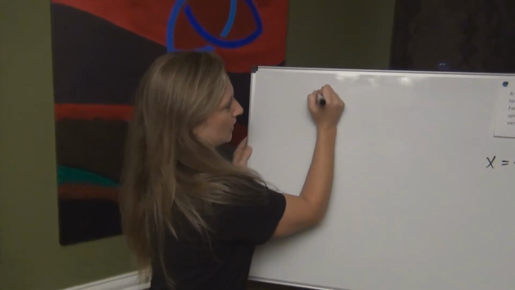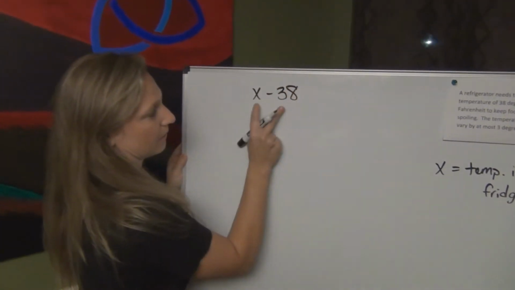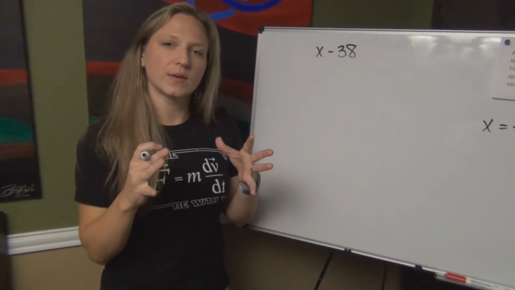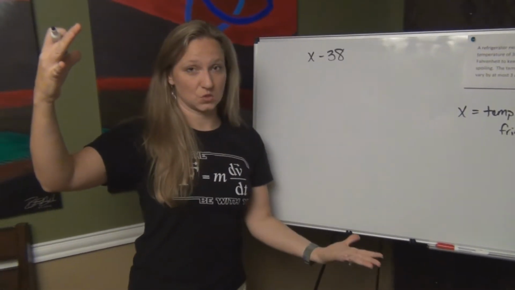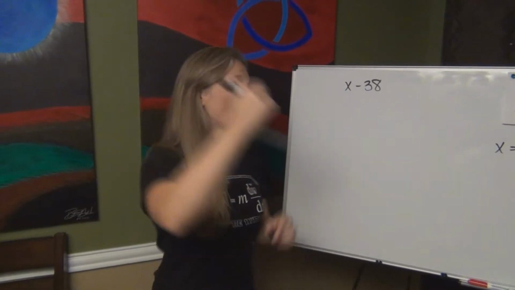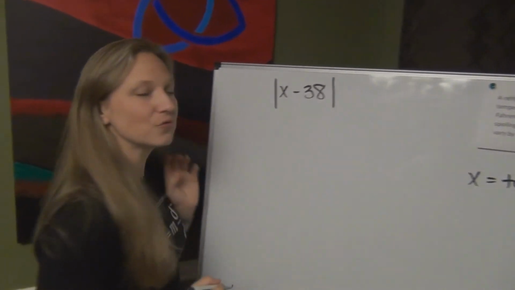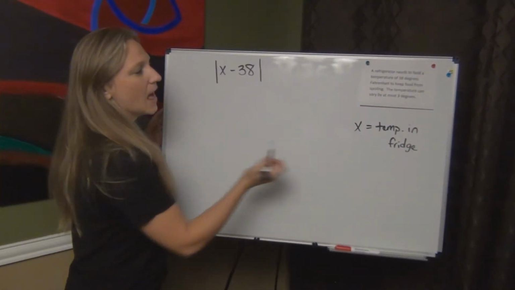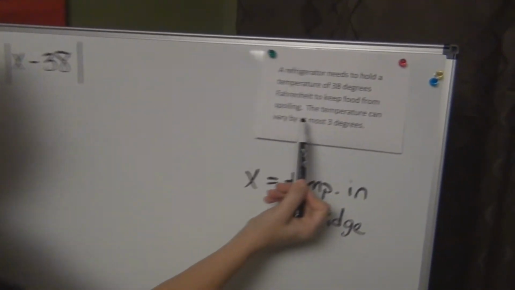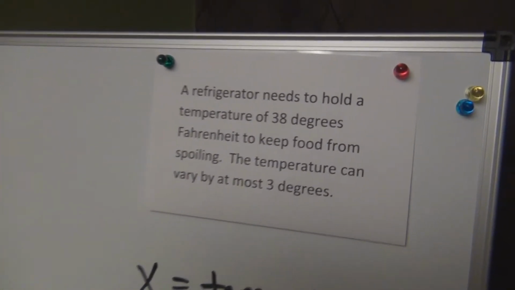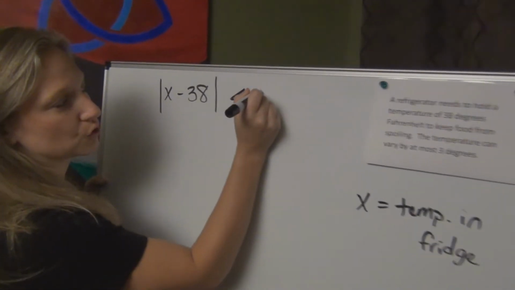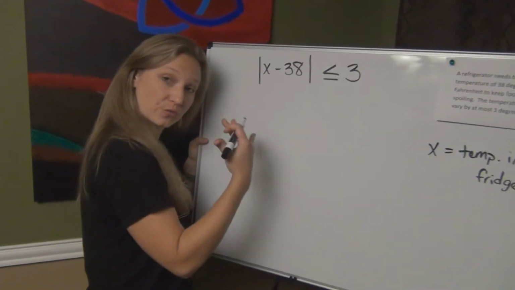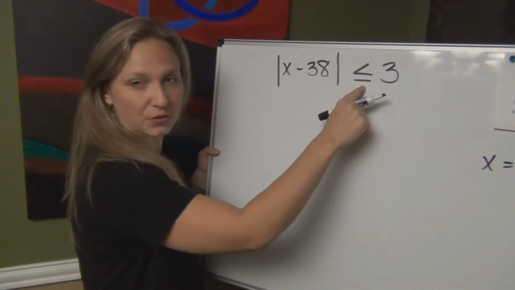So whatever our temperature is, if we subtract 38, that will tell us how much it's varying by. But keep in mind, we don't care if it's plus 3 or minus 3. We don't care if it's 3 degrees above or 3 degrees below. That's why we take the absolute value of it, because whether it's going up or down, it doesn't matter in this case. Now we notice that it wants to vary by at most 3 degrees. So really we want it to be less than or equal to 3 degrees because it can be under 3 degrees. And it could be exactly 3 degrees.